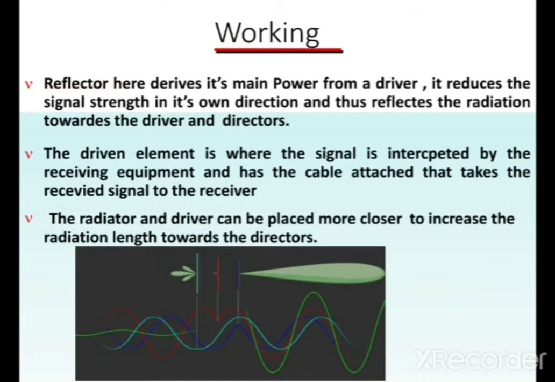So the working: the reflector here draws its power from the driver. It reduces the signal strength in its own direction and thus reflects the radiation towards the driven element and the directors. Just observe that in the figure: the reflector is on the left side, the right side is the director, and the middle is the dipole. If the wave is propagating here, an induction field happens, so the signal passes towards the reflector, but it reflects the signal and the total beam passes towards the director side.